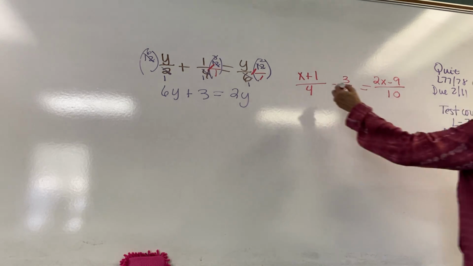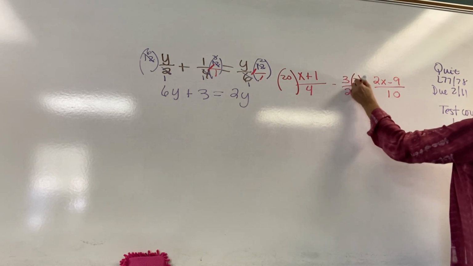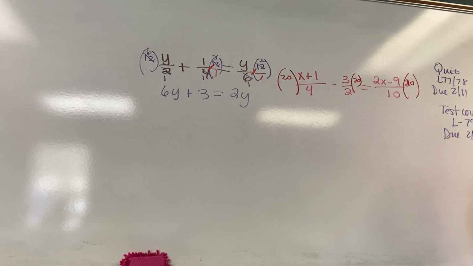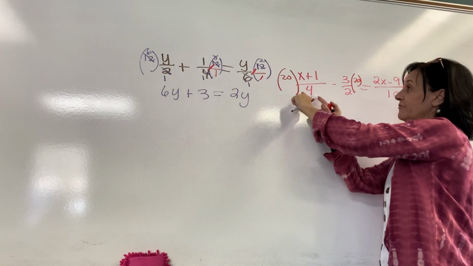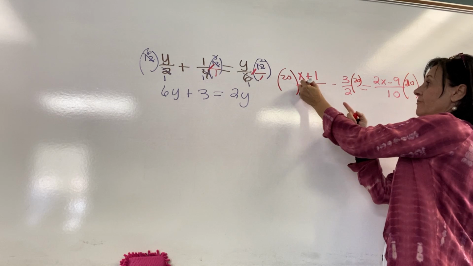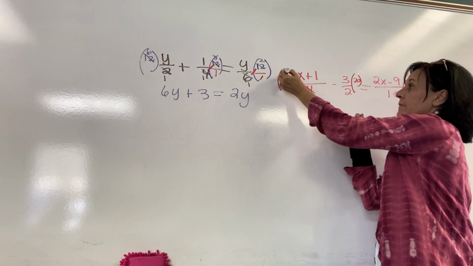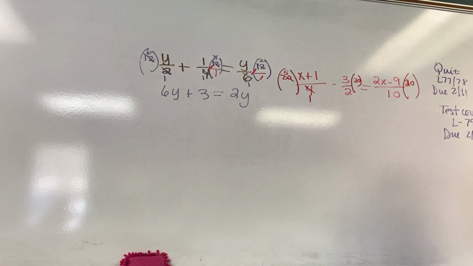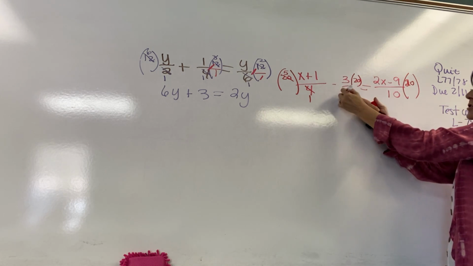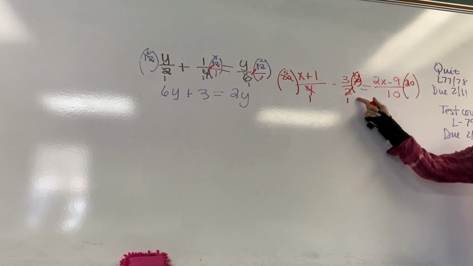But before I multiply, I'm going to simplify. Crisscross. I look at the 4 and the 20. Does 4 go into 20? Yes. 4 goes into 4 once. How many times does 4 go into 20? 5. So I simplify those. I simplify the 2 and the 20. 2 goes into 2 once, into 20 10 times.